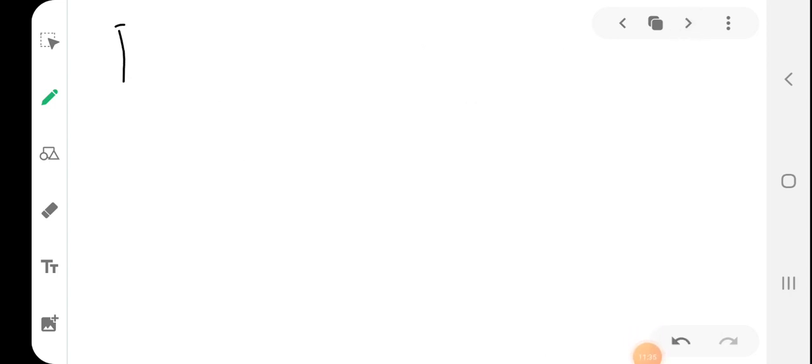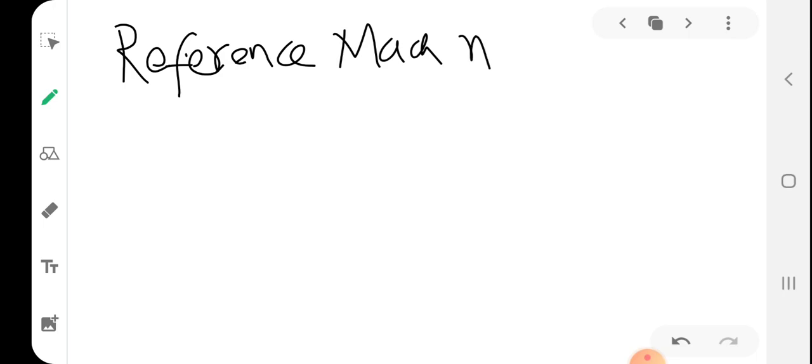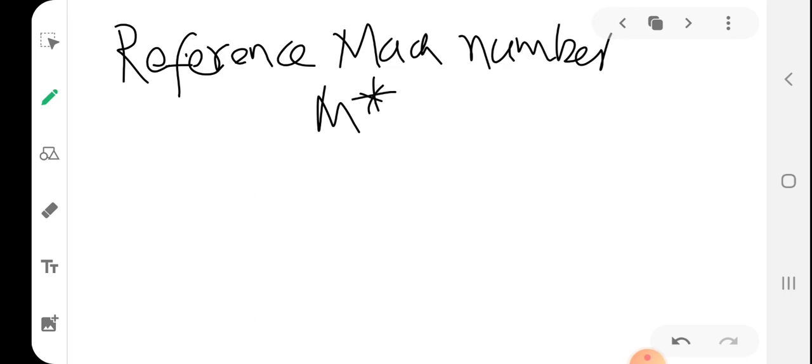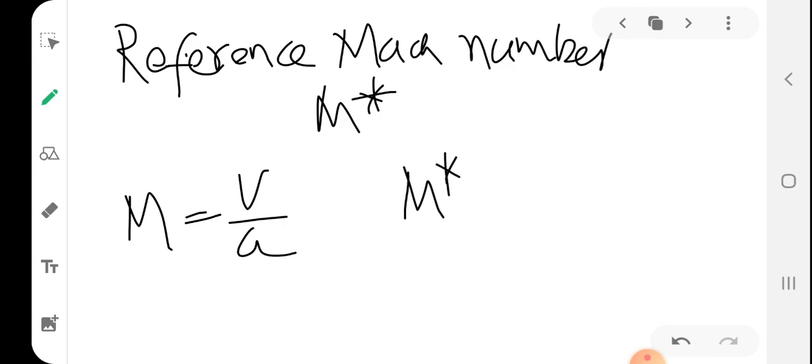Now I will introduce another reference term called reference Mach number, a dimensionless parameter. So students, you know Mach number. What is Mach number? The reference Mach number is known as M star. You know a Mach number is V by A, velocity of flow by velocity of sound, the local velocity of sound. So what will be M star? M star is defined as the ratio of local fluid velocity to the critical sound velocity, V by A star.